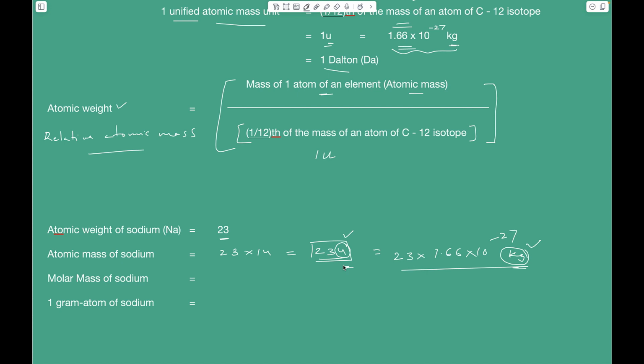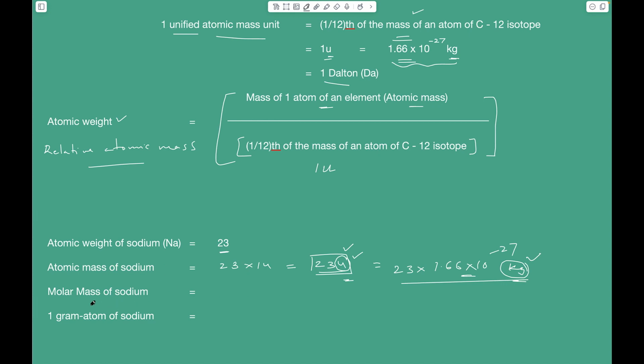But we can measure the masses of atoms more accurately using mass spectrometers in unified atomic mass units. That is why we use this unit to express the atomic masses of atoms. And of course, for whatever reason you want the mass of the atom in kilograms, you know how to do that. Now the next question is, what is the molar mass of sodium?